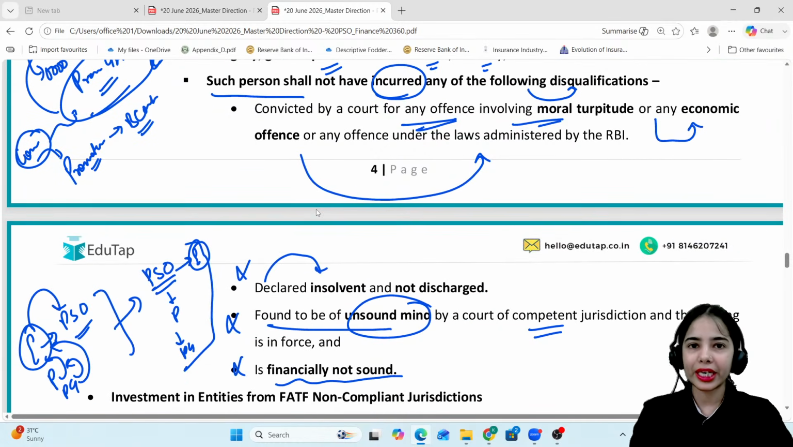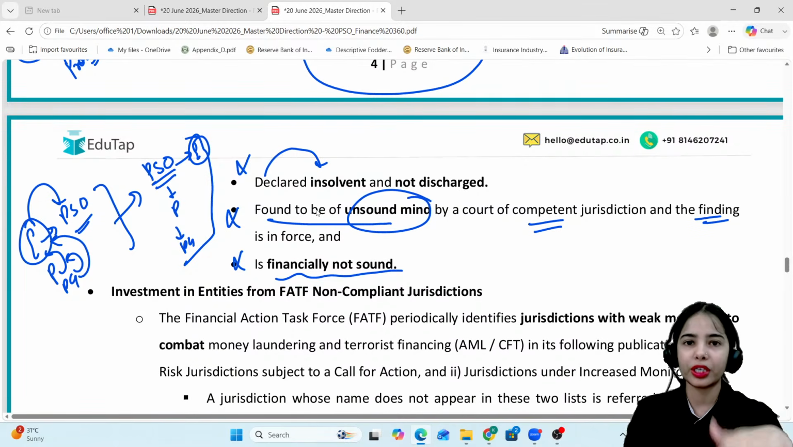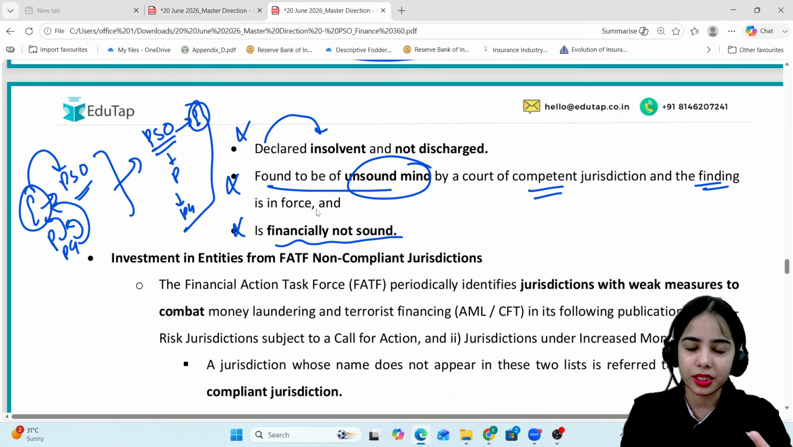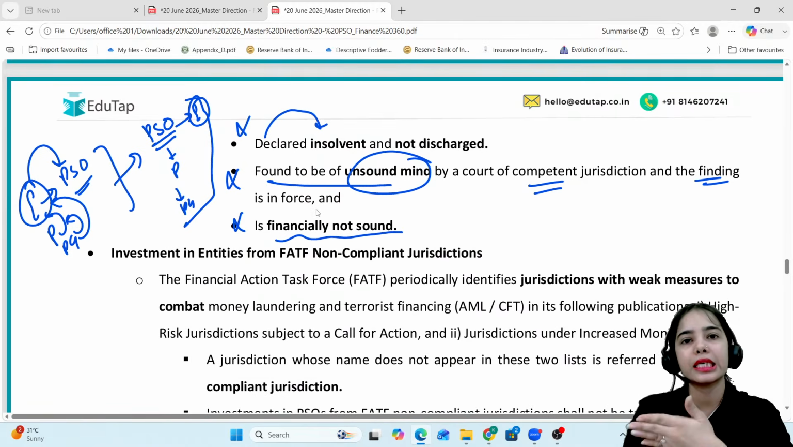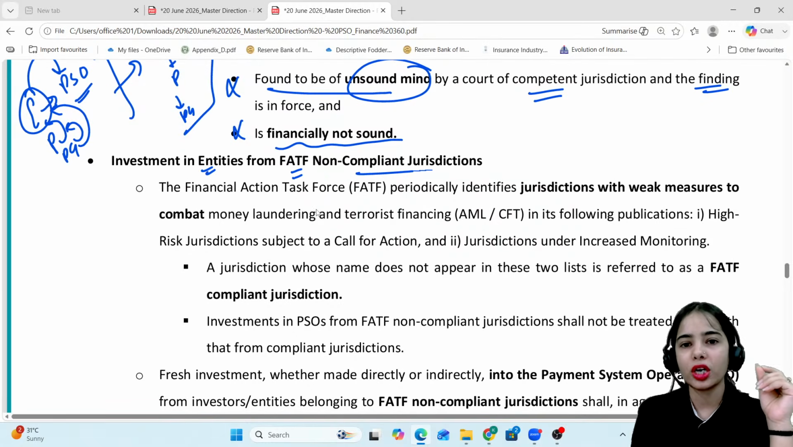If you want to get the license or certificate, or if you have already got the certificate, it doesn't matter. If you are a payment system operator, or an entity that wants to become one, you should fulfill these criteria. Okay, investment in entities from FATF non-compliant jurisdictions.